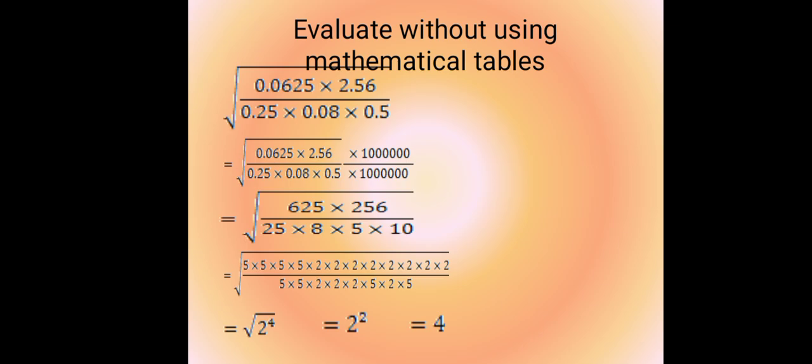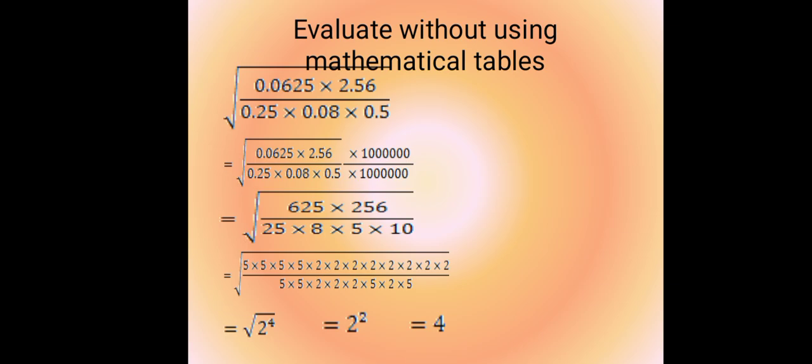Then let's find the factors for 625. The factors for 625 is 5 multiplied by 5 4 times. That is 5 raised to the power of 4. And then the factors for 256, it is 2 multiplied by 2 how many times? 1, 2, 3, 4. That's 8 times.